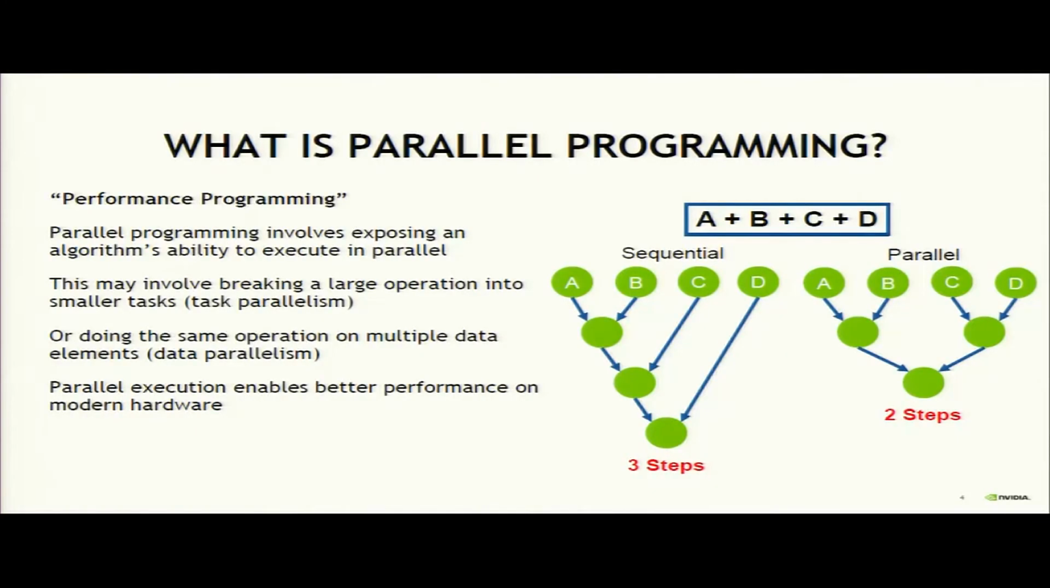But there are different ways in which you can actually divide or chunk it out, right? So there are different kinds of parallel programs which exist. The first one is task level parallelism, which is written there. So you basically break larger operations into smaller tasks, right? So that is called task level parallelism.